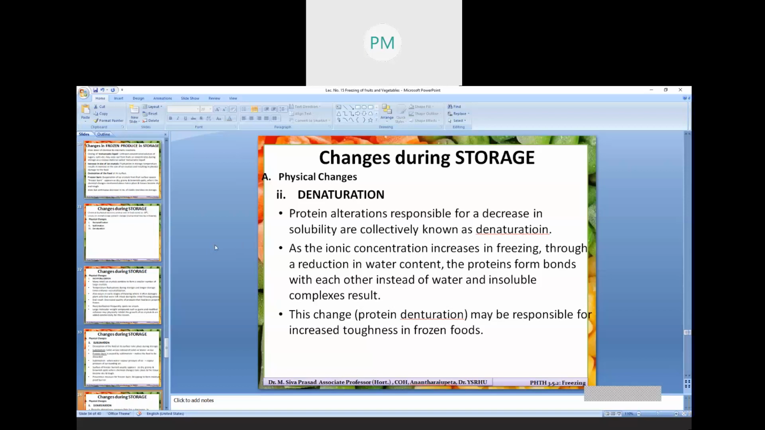But what happens in the case of denaturation? The protein will form a bond with another protein. That will cause denaturation, and the proteins will lose their structure. Two different proteins form bonds with each other. So instead of being free in the water, they start moving as a mixture or bonded with another protein. That means two different proteins will bind together because of this differential freezing, right?